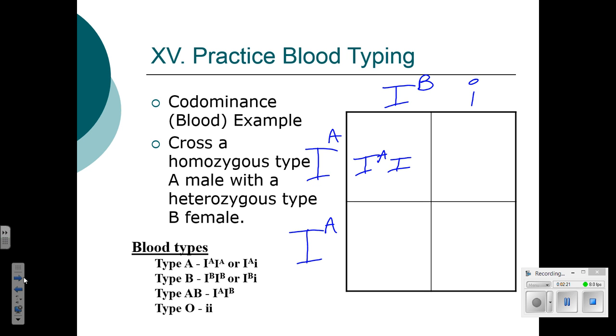So if you fill in the chart here, that person can be type AB blood. This child would be type A blood. This child would be AB blood. And this one would be type A. So we only have 2 possibilities for blood types here, either AB or simply A. And that's all we can have for this particular example.